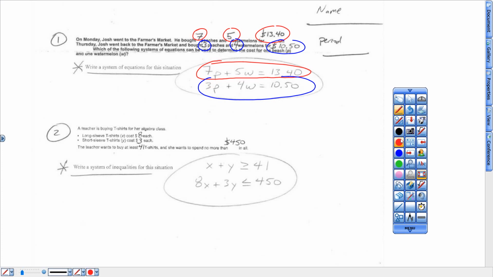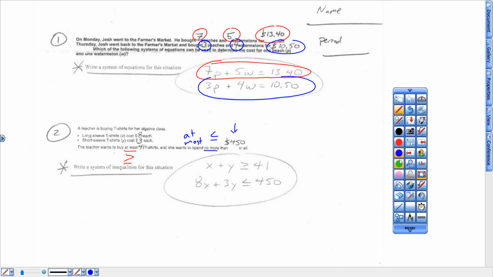It had the inequality at least, which is the more than or equal to direction, and then it had the phrase no more than, which is at most, which is the less than or equal to direction. So you can see the one attached to the money, less than or equal to. The one attached to the number of t-shirts, more than or equal to. So my 2 equations, x plus y, more than or equal to.